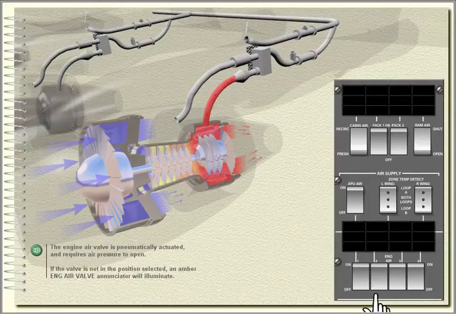The engine air valve is pneumatically actuated and requires air pressure to open. If the valve is not in the position selected, an amber engine air valve annunciator will illuminate.